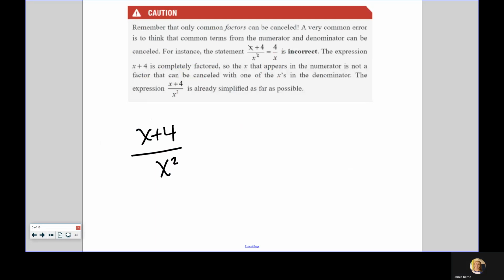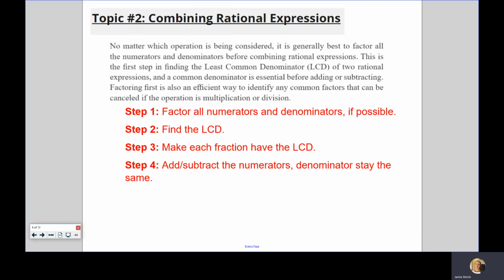All right, so let's look at another example. We're going to talk about here combining rational expressions. So of course there are our 4 basic operations. So you can add, subtract, multiply, and divide fractions or rational expressions. Typically the easier operations are multiplication and division. Addition and subtraction are considered more difficult because you have to find a least common denominator of your 2 fractions first. All right, so let's read this.